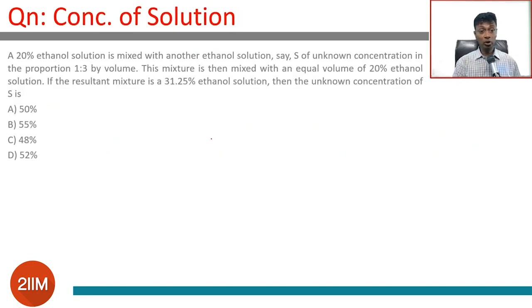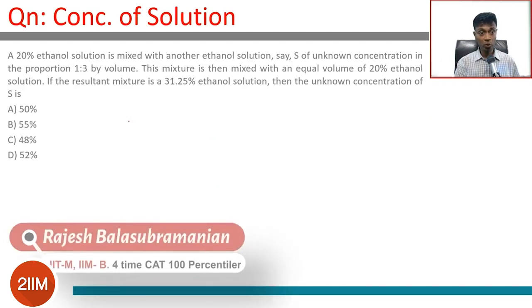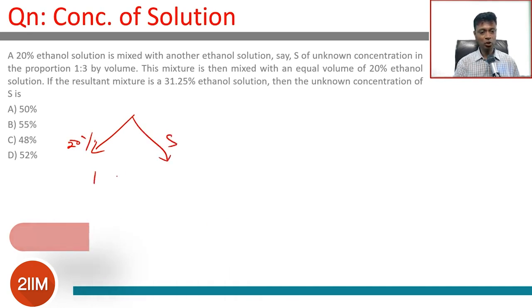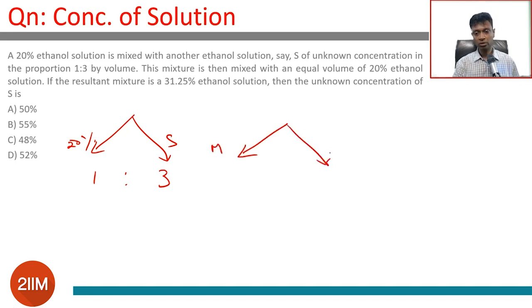A 20% ethanol solution is mixed with another solution, say S, of unknown concentration in the proportion 1:3 by volume. So 20% and S in the ratio 1:3. The mixture is then mixed with an equal volume of 20% ethanol solution. So this mixture is mixed with 20% ethanol in the ratio 1:1. The resultant mixture is 31.25% ethanol. So the resultant mixture is 31.25%.